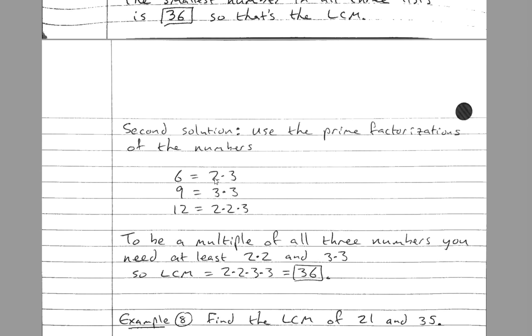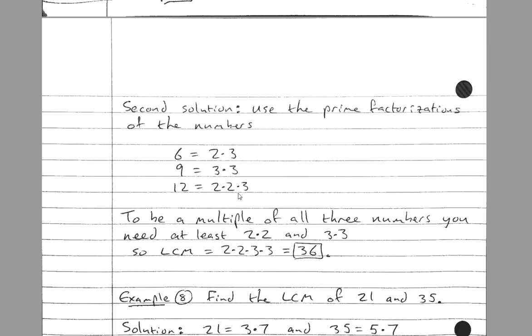This 6 only has 1 two, so could we get away with just using 1 two here? No, so to be a multiple of 12, you need 2 times 2. So yes, really we're picking the highest power. We have a 2 squared here, we have a 3 squared, so we need those primes squared.